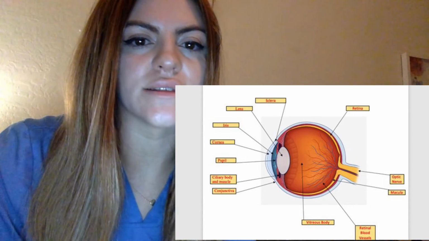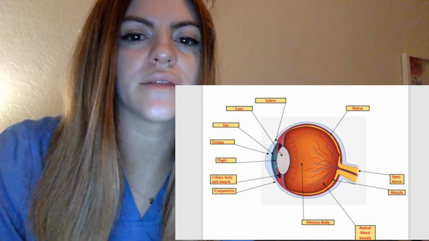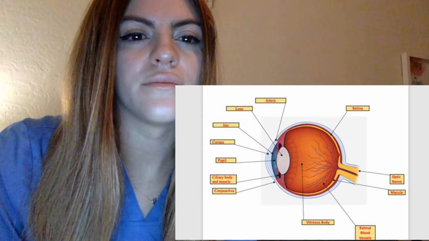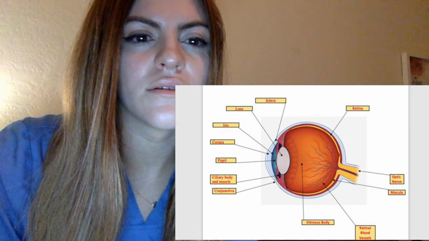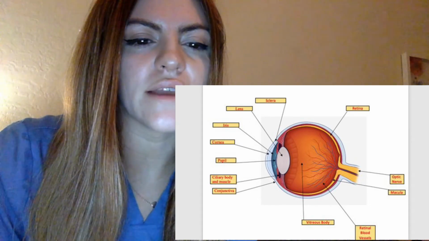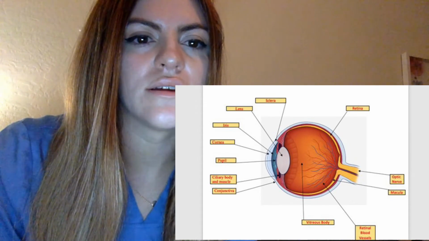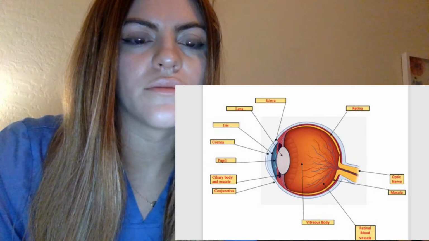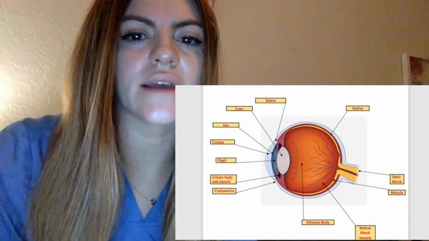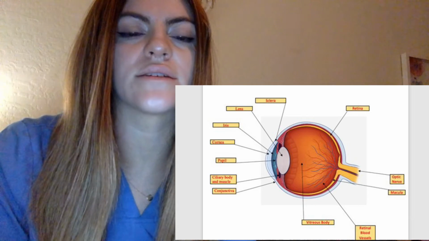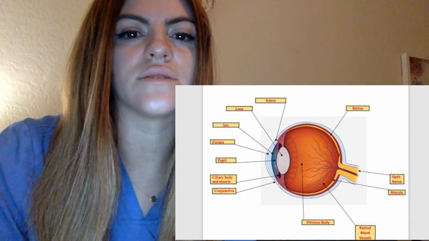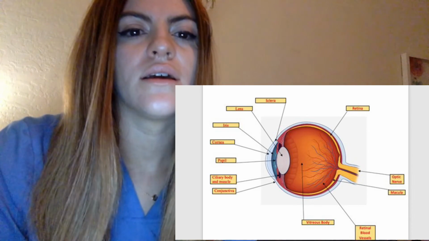Three common disease processes of the eye in the geriatric population include presbyopia, glaucoma, and age-related macular degeneration. So presbyopia is the gradual loss of the eye's ability to focus on nearby objects. The area affected includes the lens, it becomes hard.